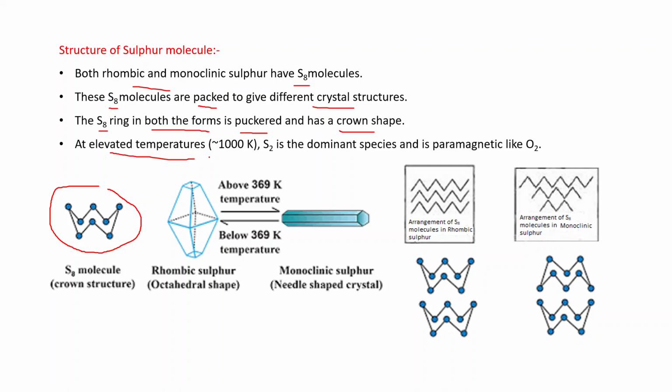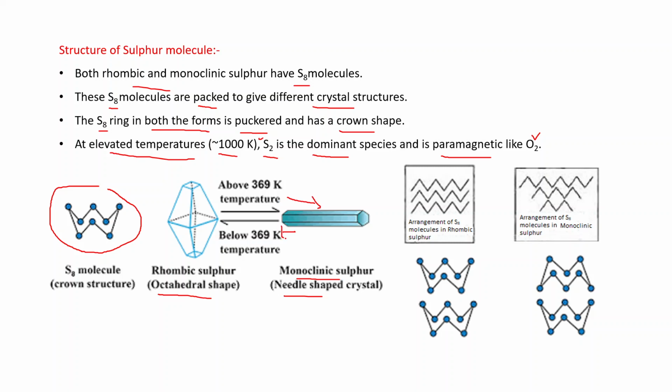At elevated temperature, that is about 1000 Kelvin, S2 is the dominant species and is paramagnetic like O2. We can say that above this temperature, S2 behaves like O2, and that's why this is paramagnetic in nature. Clear? You can say this is rhombic sulfur, octahedral shape, and monoclinic sulfur is needle shaped crystal. Above 369 Kelvin, rhombic sulfur will convert into monoclinic sulfur, and below this it will convert into rhombic sulfur.